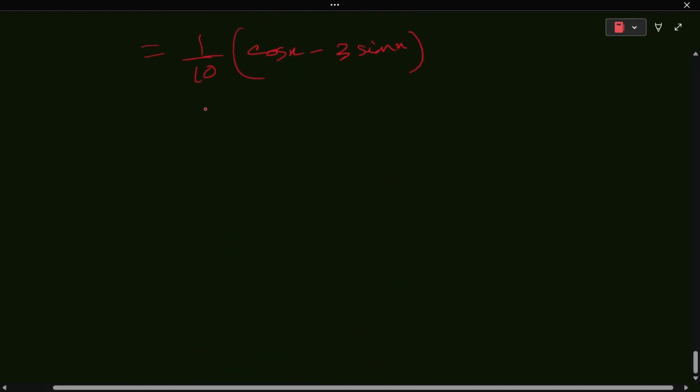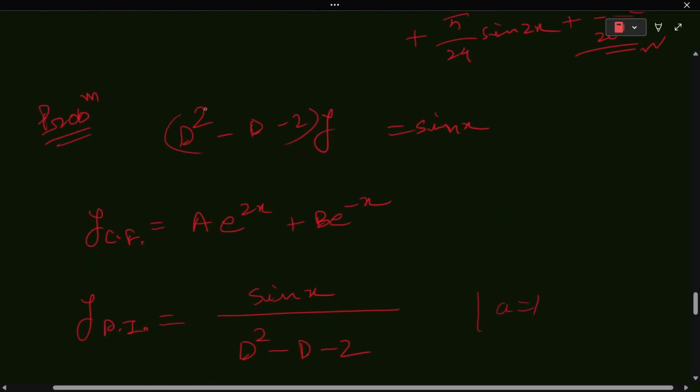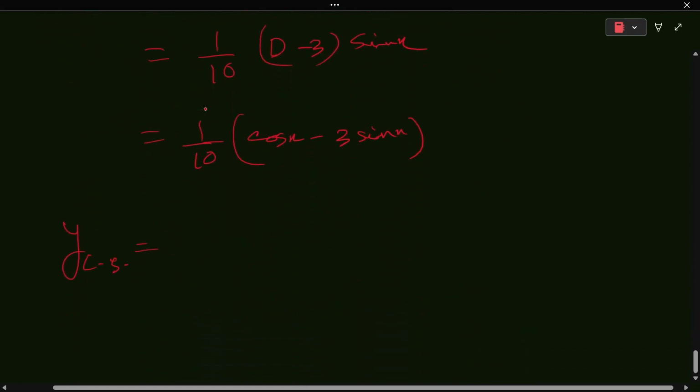Okay, so what is the complete solution? The complete solution is, what are the roots in the complementary function? a e to the power 2x plus b e to the power minus x. Okay, let's write it down here.